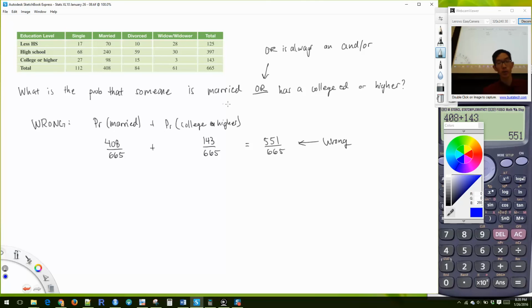What's going on here? Let's go through our table and just look at the actual data, not the summary numbers. I'm going to put a red X or a green check if they should be included. So should these 17 people who are single and didn't finish high school be part of this answer? No. What about these people who are married but didn't finish high school? Yes, they are included. These people? No. These 68? No. These 240? Yes, because they qualify as being married. These are a no, these are a no, and this entire bottom row is a yes.